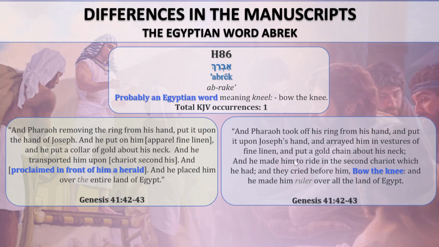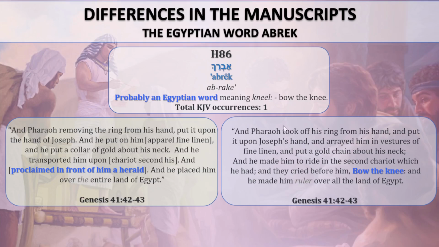And he made him ride in the second chariot which he had, and they cried before him, Bow the knee. This is Abrek. And he made him ruler over all the land of Egypt. Okay, now the first thing that's fascinating is this matches the time when chariots and horses were being introduced into Egypt. And this is perfect Egyptian customs.